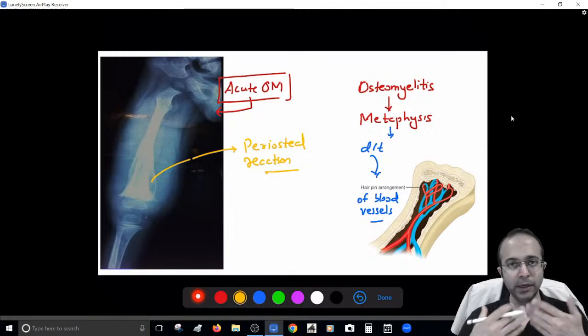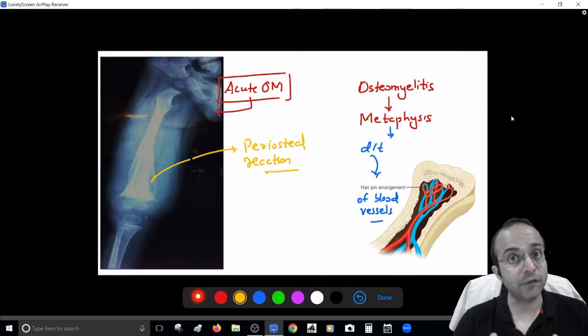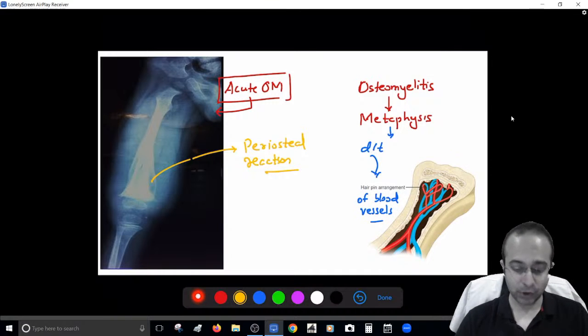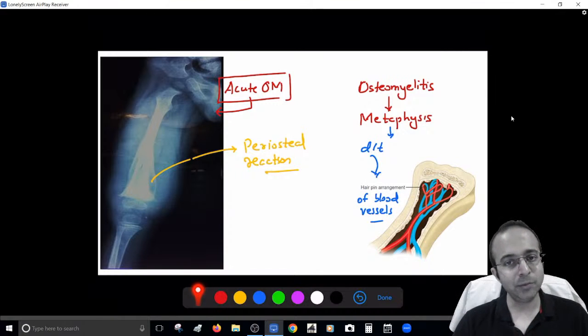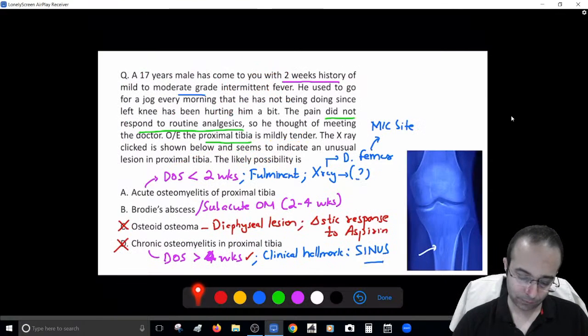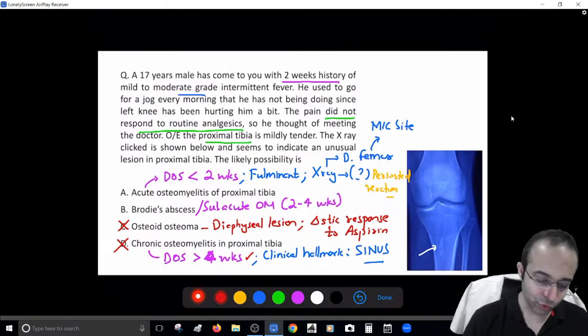So guys, there's an innate response in the body that whenever periosteum is lifted from the surface of the bone, you have new bone formation under the periosteum, and that's exactly what a periosteal reaction is. So had this been acute osteomyelitis, you would have seen that periosteal reaction. That's not there. So that takes acute osteomyelitis out of the picture.